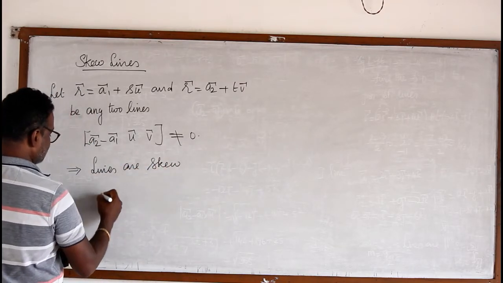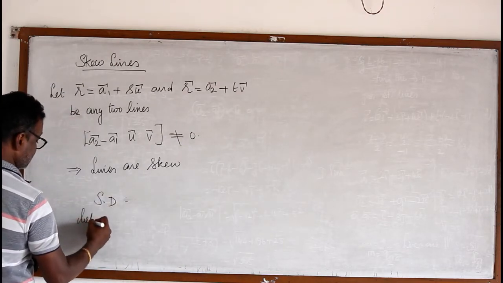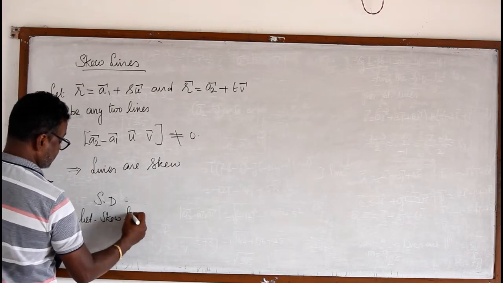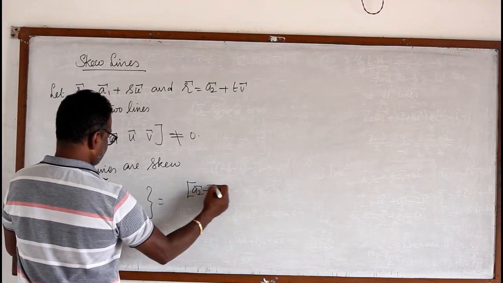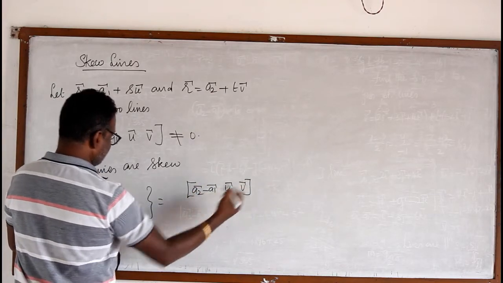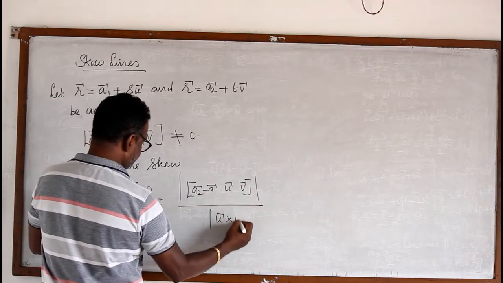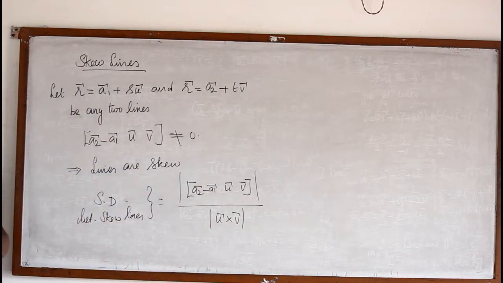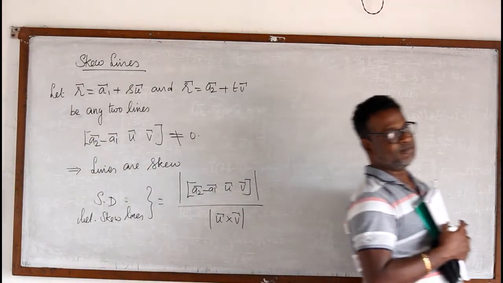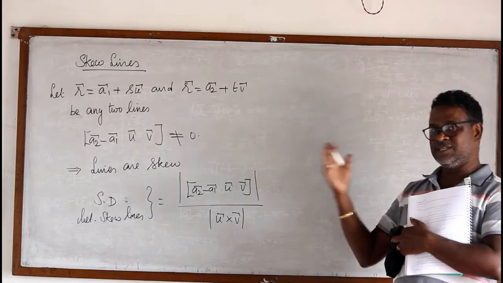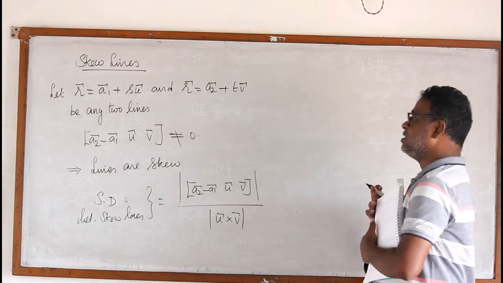If the lines are skewed, then the shortest distance between skew lines is given by the formula: the same box product of a2 minus a1, u, v. This will give a number, isn't it? Take the modulus of that number, and divide by the modulus of u cross v. This is the shortest distance between these two skew lines. So first I must check this determinant, this box product, and if it is not equal to 0, then the lines are skewed. When applying this formula, you can find the shortest distance between these two skew lines.